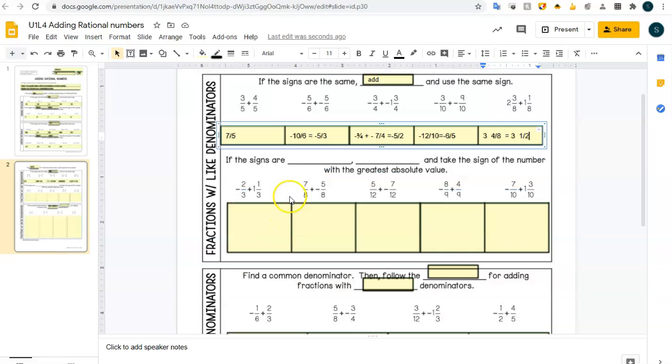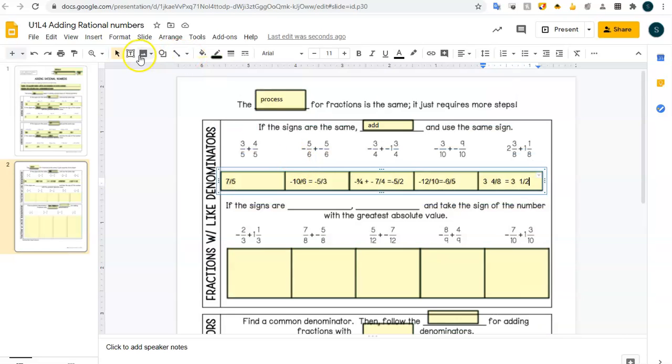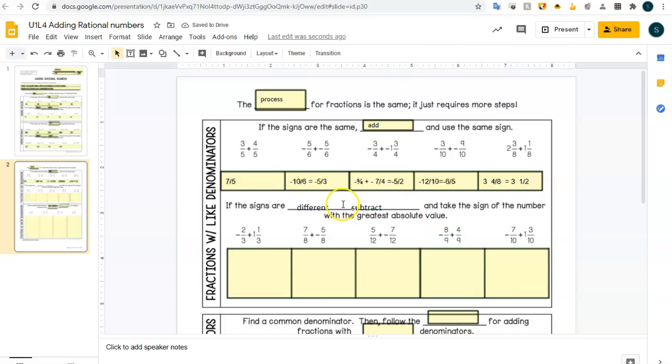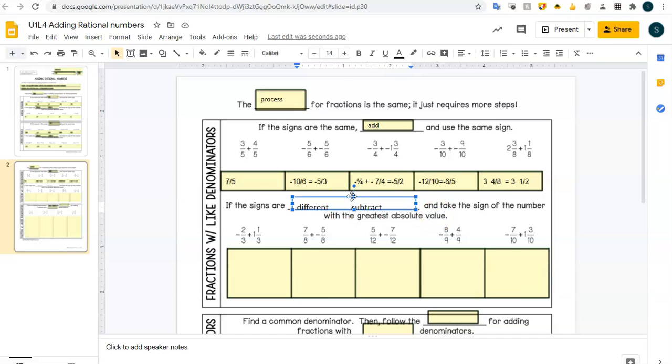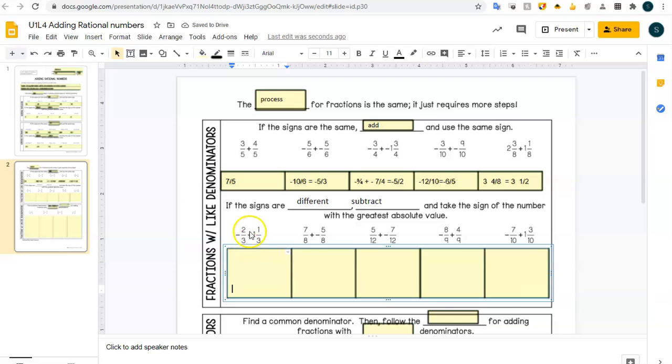Now, if the signs are different, oh, looks like I missed a text box there, so you're just going to grab a quick text box here. If the signs are different, then you subtract and take the sign of the number. Let me pull that up a bit so it actually lines up with the greater absolute value. So which is the greater absolute value? The 1/3 or the 1 1/3 or the negative 2/3?